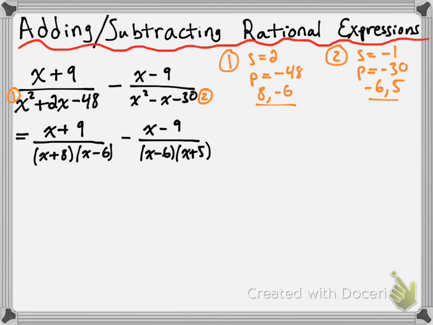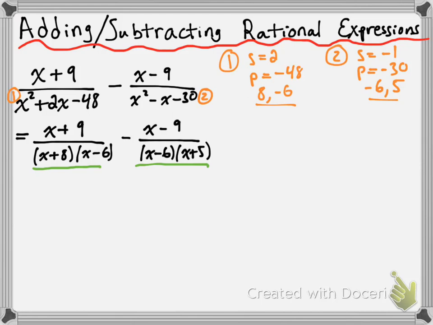All right, now that we've fully factored, this is the point where we're going to want to come up with a common denominator. To do that, I want you to take a look at the two denominators that we have here and here. You're going to notice that both of the denominators have one factor in common. They have x minus 6. So both denominators have x minus 6 in them.